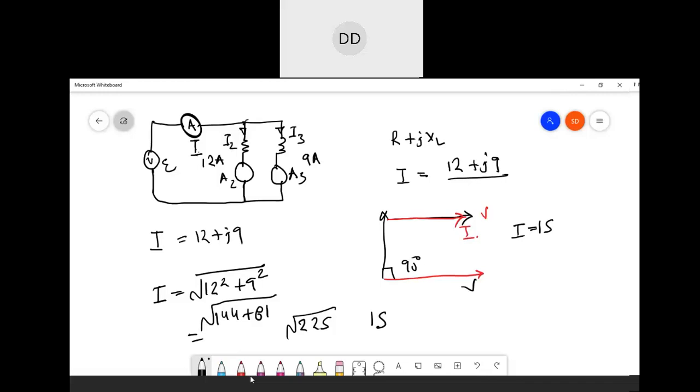Now if you want the angle also, it would be tan inverse of 9 by 12, or 1 by 3. You can do tan inverse of 1 by 3 on the calculator: 1 divided by 3 gives 0.33, and tan inverse gives around 18.4 degrees. So this is not a big thing. This is one of the questions that has appeared in the examination.